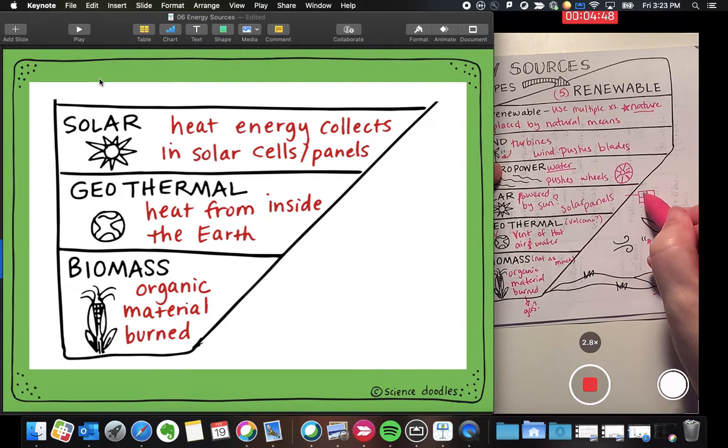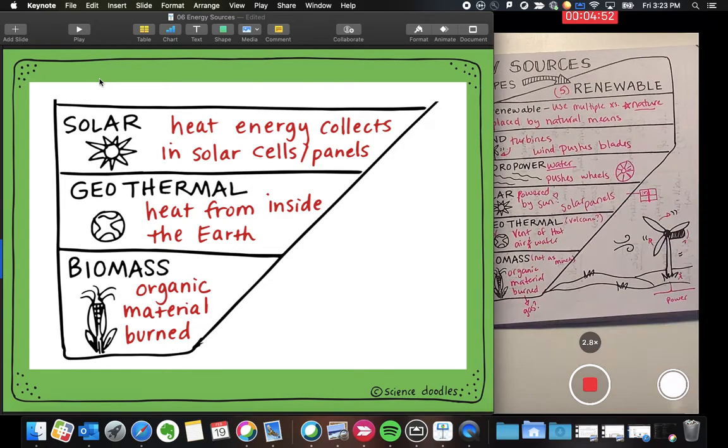And the cells have little carbons in them. When the carbon gets excited because it's getting heated up, it moves around. As it moves around, electricity is discharged. The electricity is then fed back into the city, or the state, or the house, and used as energy.